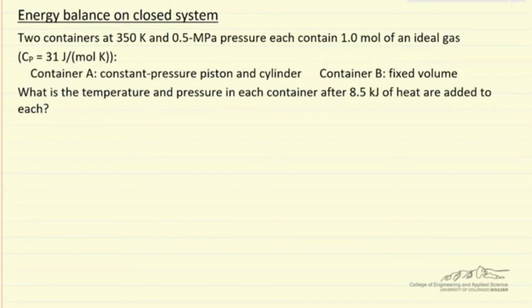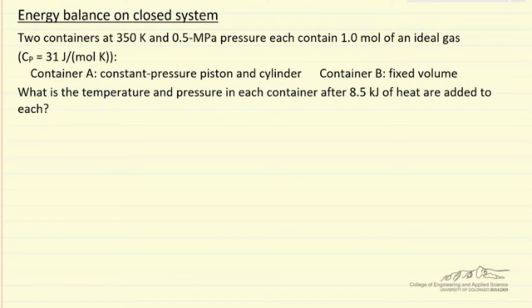We're going to apply the first law to two closed systems and then compare the final results. One is a constant pressure system, piston and cylinder. The pressure is 0.5 megapascals. The other is a fixed volume cylinder. They both contain 1 mole, and they're starting at the same temperature and pressure, so they're starting at the same volume. We want to know the final temperature and final pressure in each container after we add 8.5 kilojoules of heat to each system. The first is container A, the constant pressure system.